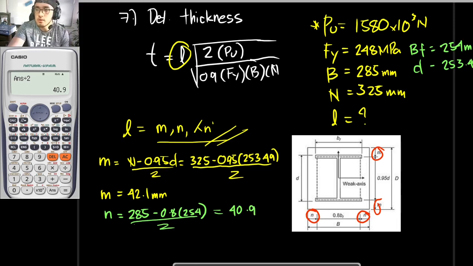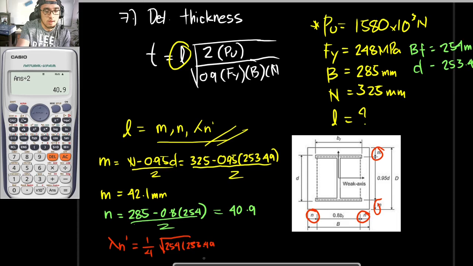Okay, so next up, we would be solving for the value of your lambda n prime. So as for the lambda n prime, this is to be 1/4 of B times DF. BF times D. So that is to be 254 times 253.49. Erase ko muna yan para makita nyo yung formula. So, ang formula dyan would be BF times D.